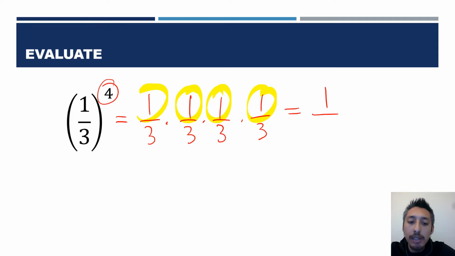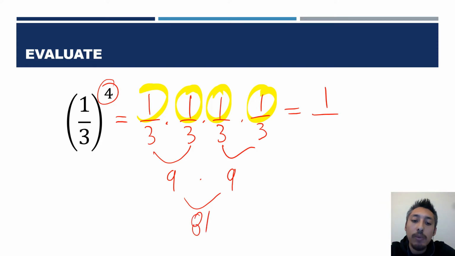And in the denominator, we have 3 times 3, which is 9. And instead of multiplying this 9 by 3, I want to speed up my process. I think that for me, it's actually easier to go over here and multiply this 3 times 3, which gives me 9. And then now I have 9 times 9, which gives me 81. To me, that's a little faster.